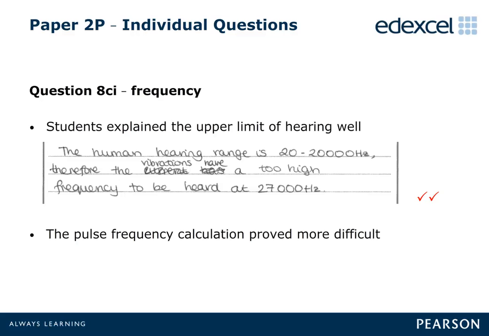About 75% of students gained at least 1 mark for the explanation. Many provided a full explanation like the ones shown. The pulse frequency calculation in question 8C Part 2 proved more difficult.